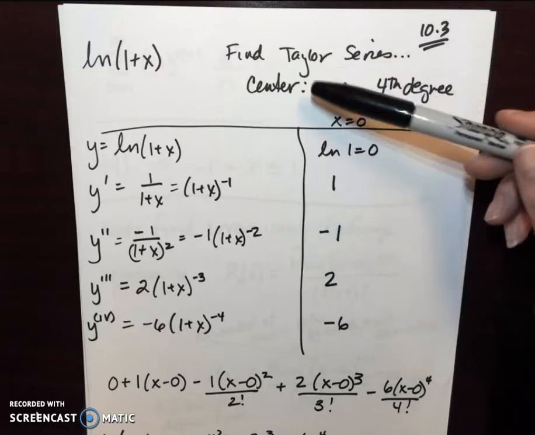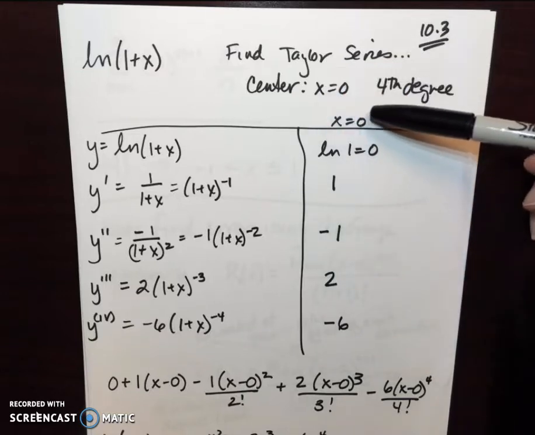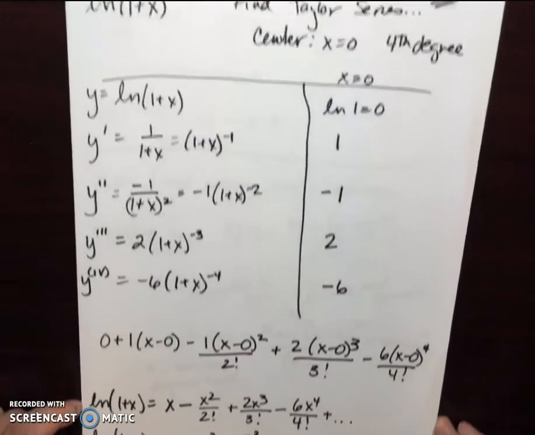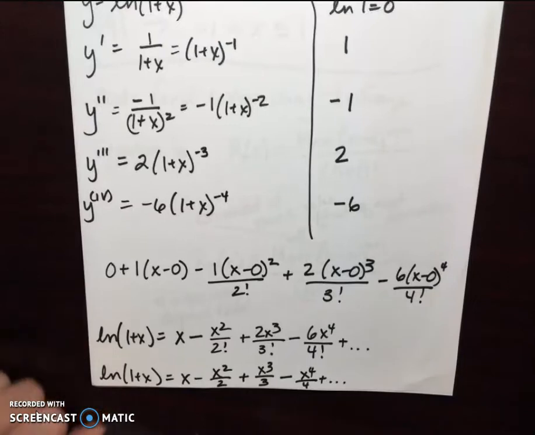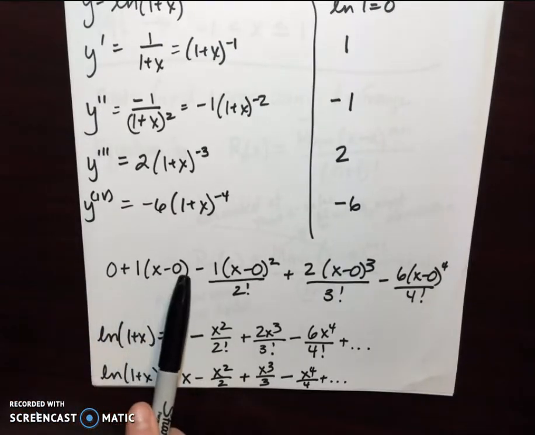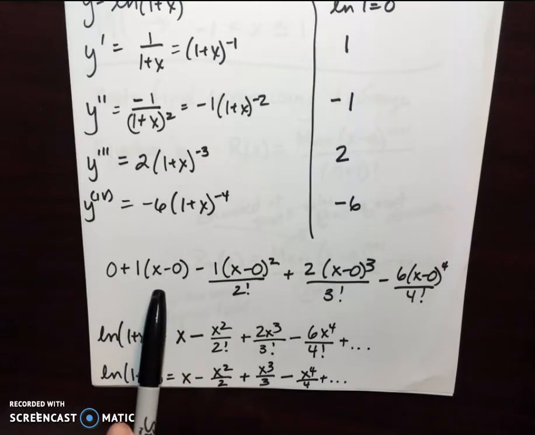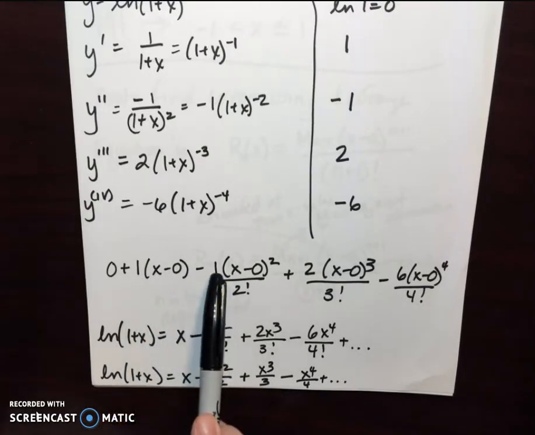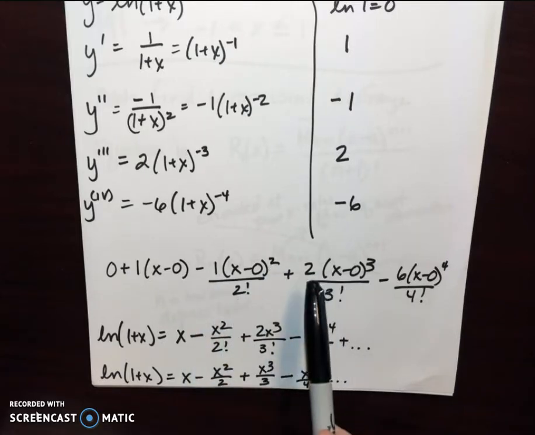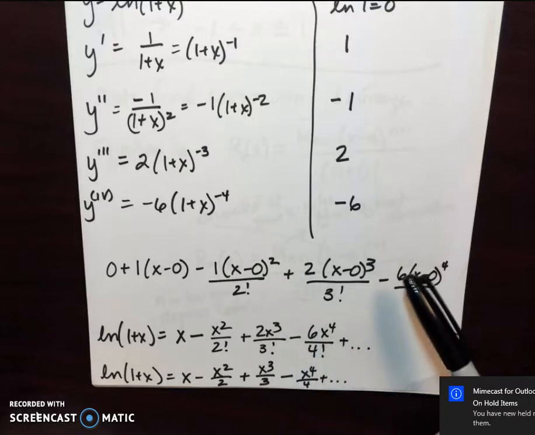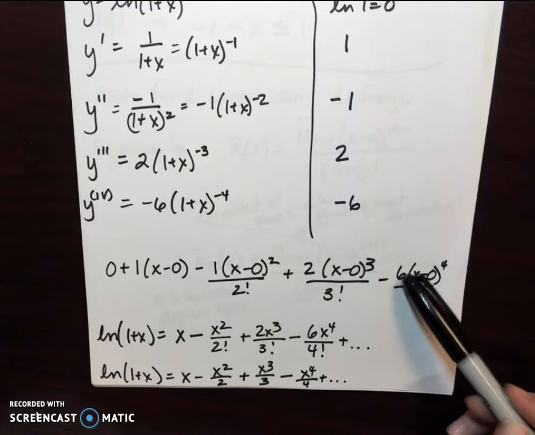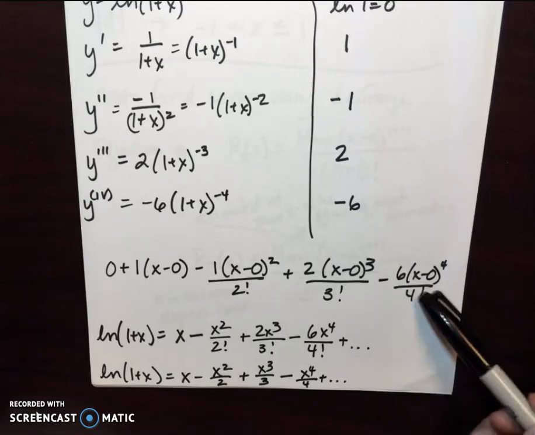And then they say that it's centered at 0, so I have to plug in x equals 0 for each one. And then I plug everything into my Taylor equation, which is f of a plus the derivative times x minus the center to the first power divided by 1 factorial, plus the next derivative, the second derivative, second power, 2 factorial, next derivative, third power, 3 factorial, fourth derivative, fourth power, 4 factorial.